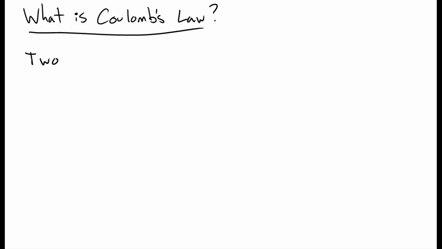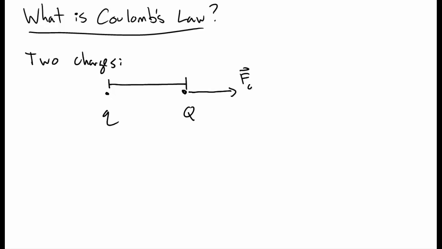So what is Coulomb's law anyway? Let's begin by considering two charges, one charge little q and another charge big Q, separated by some distance r in between them. And there's some force on big Q, which is pointing away from little q. So let's talk about the magnitude of that force.